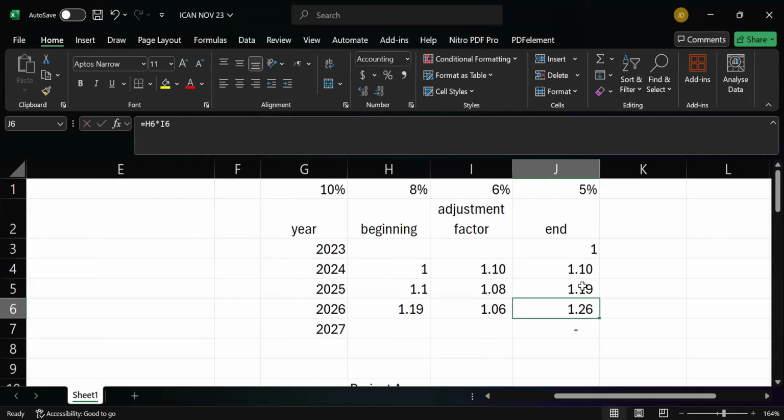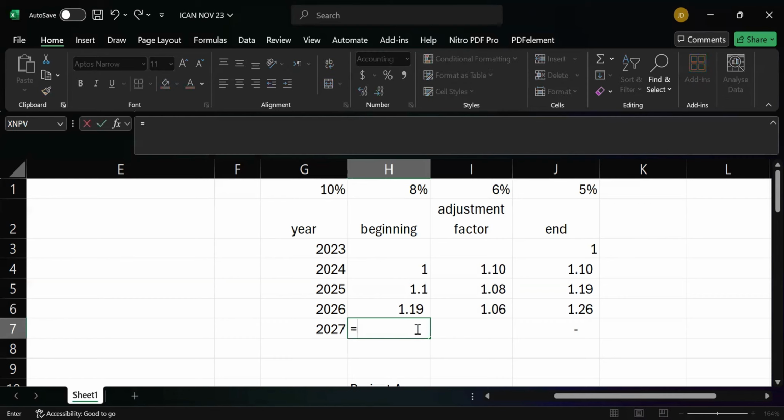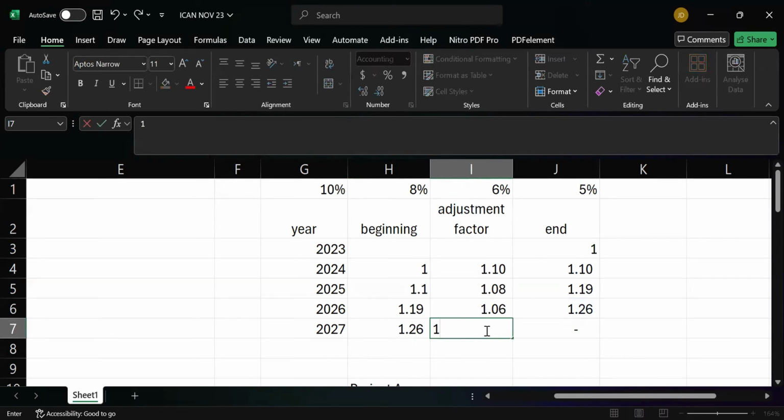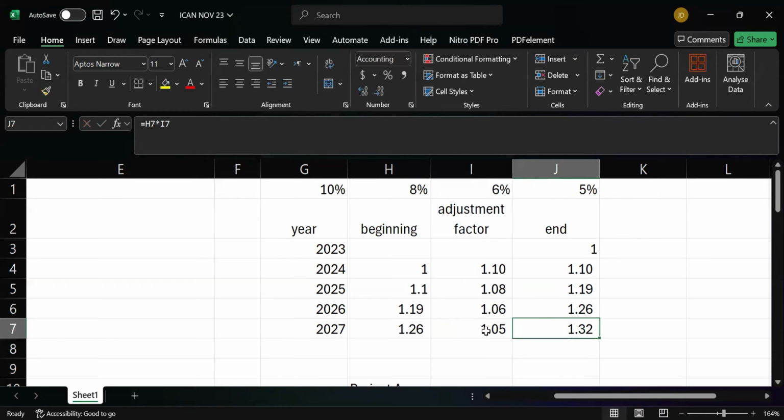That becomes my adjustment factor. So what I'm doing now is that I'm inflating the adjustment factor. Okay. So at the end of 2026 and beginning of 2027, we have this, and the final inflation rate is 1.05, giving 1.32.